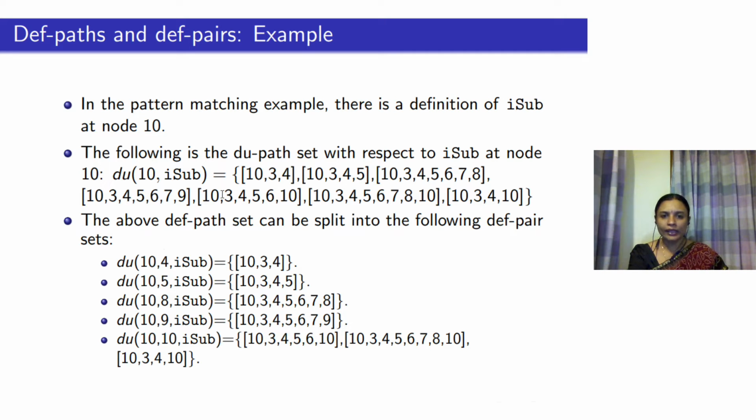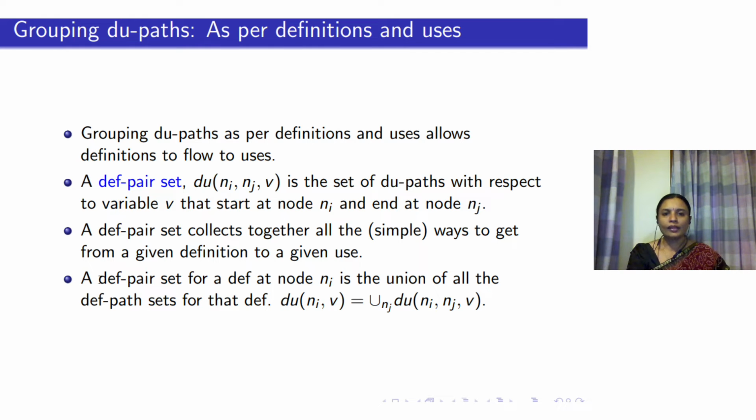I've just basically taken this set above here, the set of DU paths for I sub that begin at node 10, and broken it down into the set of DU paths for I sub that begin at node 10 and end at all these various nodes. So if I take the union of all these paths here, I get the set above here. That's what is given here in this definition: def pair set and def path set.